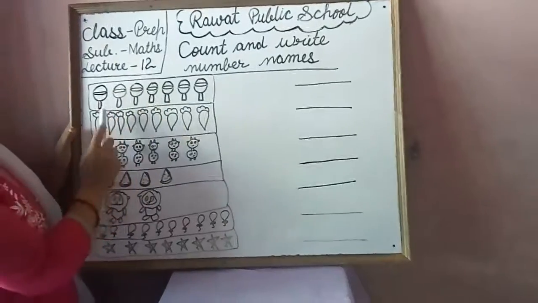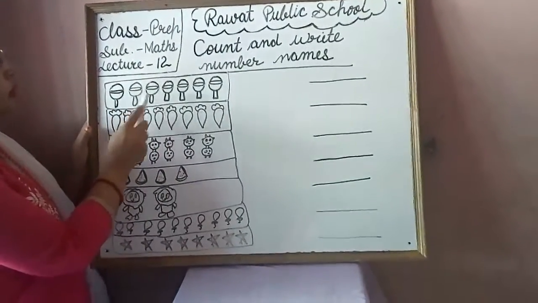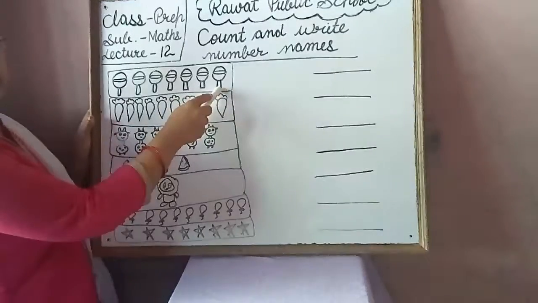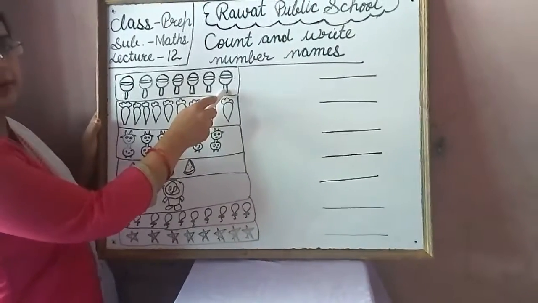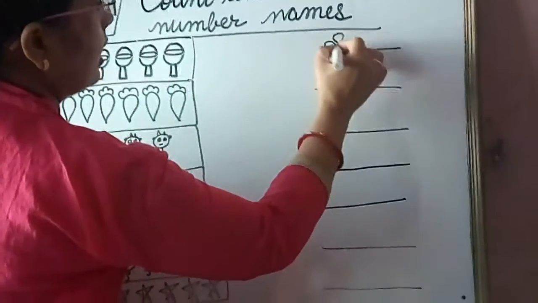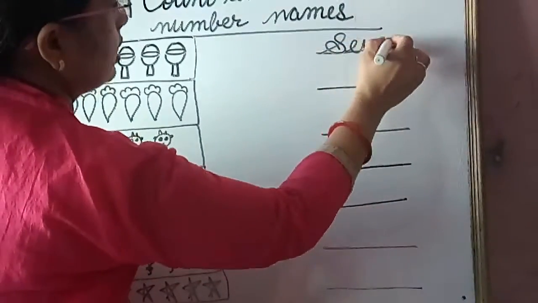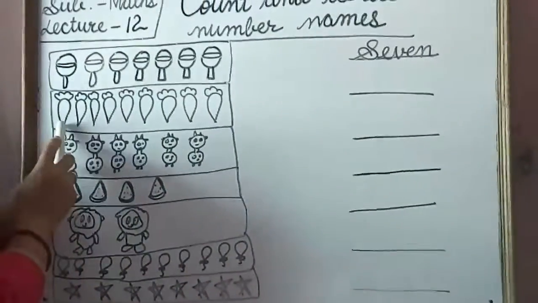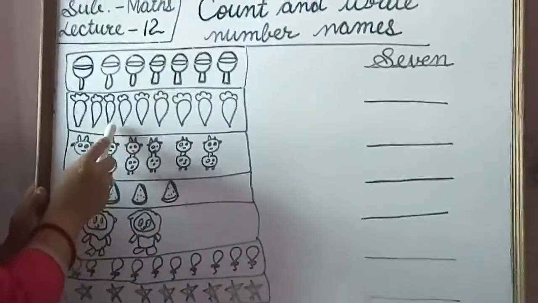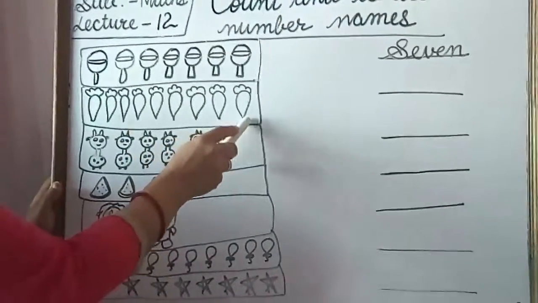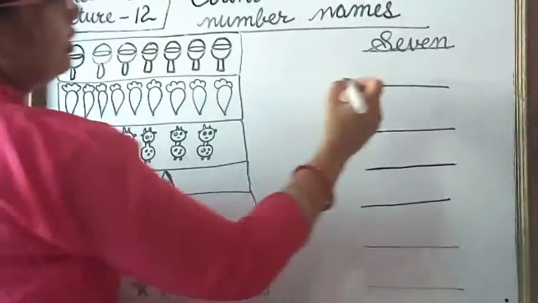Count the objects. 1, 2, 3, 4, 5, 6, 7. How many objects? 7. So write here 7. S-E-V-E-N, 7. Now again, 1, 2, 3, 4, 5, 6, 7, 8, 9. So write here 9.